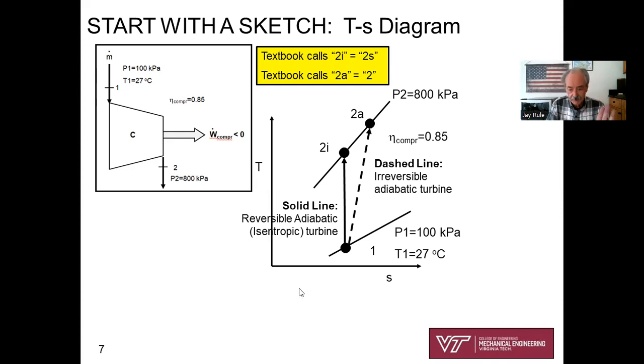Okay, so this is a decent and professional looking T-S diagram. Yours doesn't have to be a work of art like this, but by golly, you do need to draw it down with pencil and paper. All right, so let's move along.